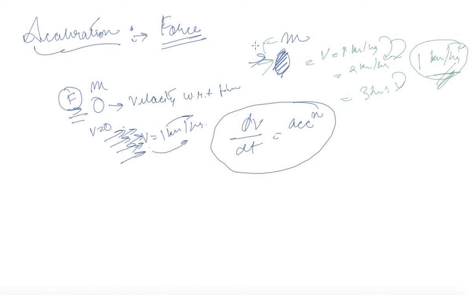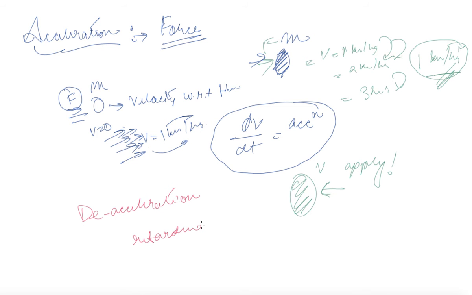Now, acceleration is not always positive. Sometimes our object is moving with a very high speed V and we apply brakes. So what happens then? Application of brakes means to apply a negative force. That is also termed as deceleration, or a retarding force. Retarding force has been applied. So this is what we mean by deceleration.